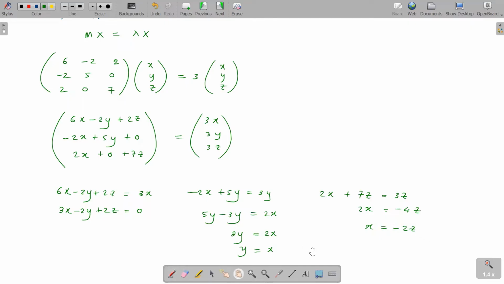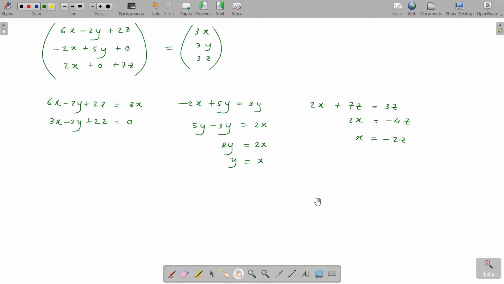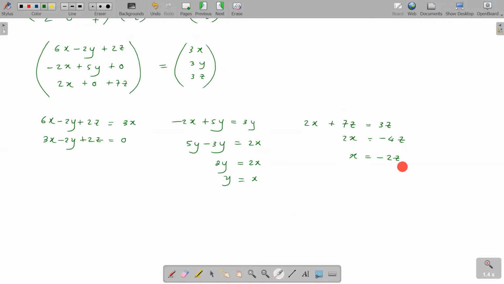Okay, so now what you can do is input values for x, y in such a way that you get the least multiple. You can put any value you want, but at the end try to give the simplest multiple. So for example, here since x is equal to minus 2z, it's best that we go with maybe z equal 1, or z equal minus 1. So you can go with z equal minus 1.